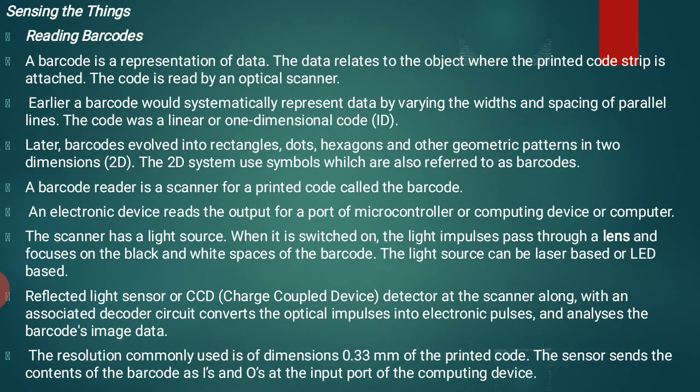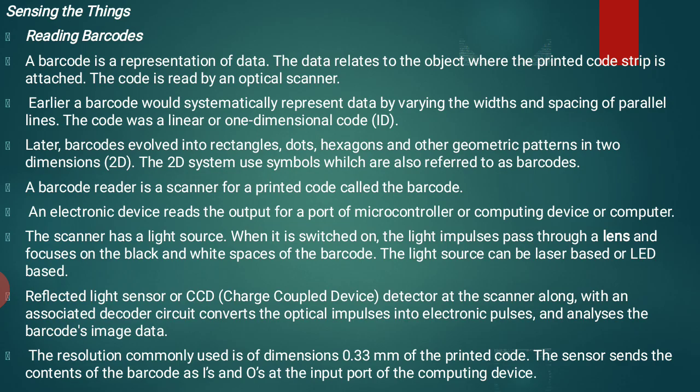Earlier, a barcode would systematically represent data by varying the width and spacing of parallel lines. You can identify these barcodes on your pens or any packets, in the form of the width and spacing of parallel lines. The code was a linear or one-dimensional code.